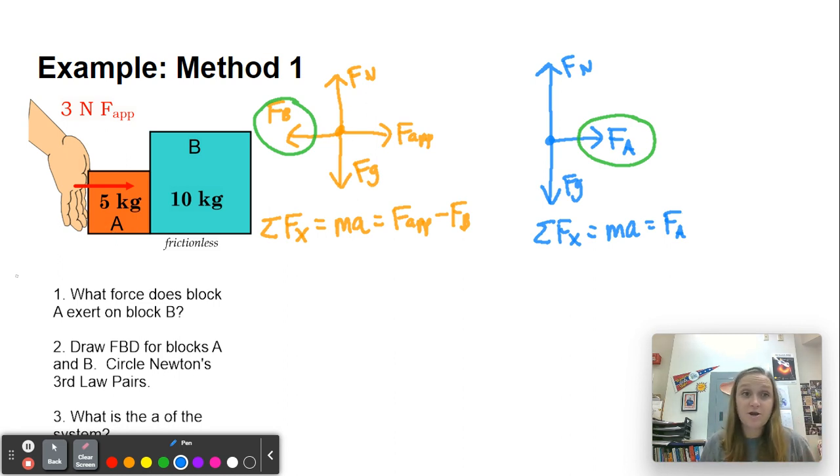I'm going to plug in the numbers I know. I know that block B has a mass of 10, so 10a equals Fa. Fa equals Fb. I'm going to write that in the middle just so I don't forget that.